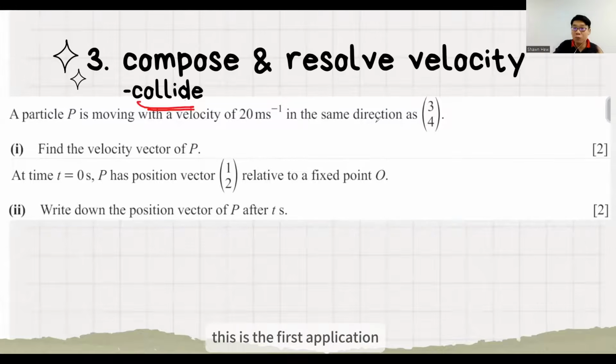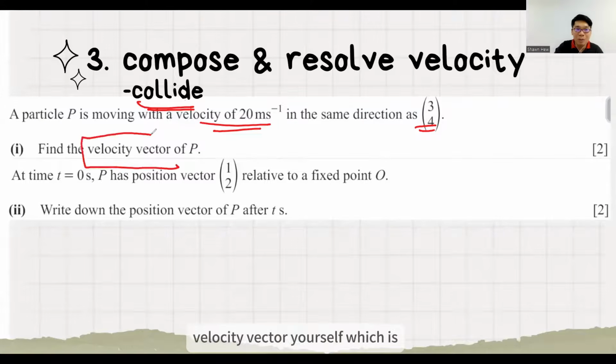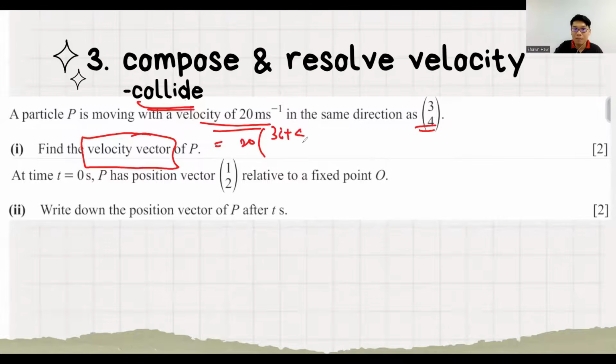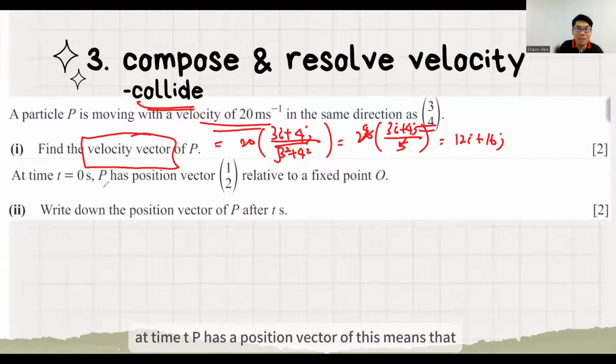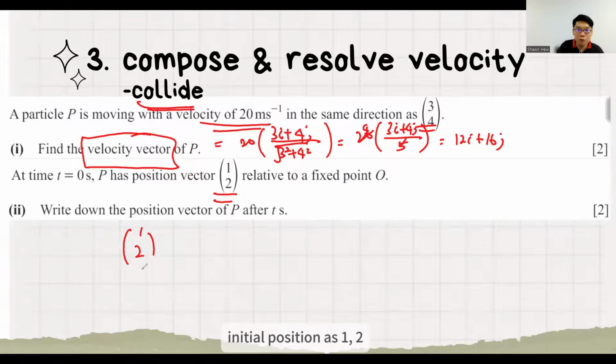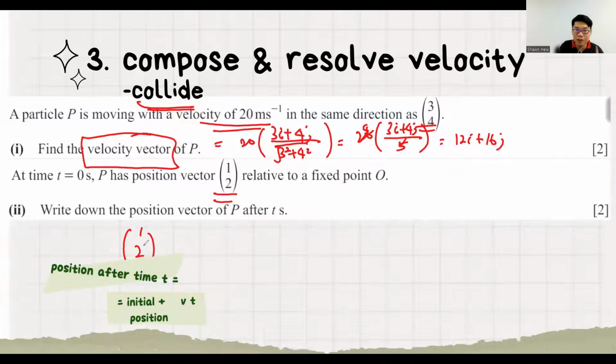This is the first application. So we go for the first part. It says P is moving with a velocity of this and direction as this. This question gives you magnitude and direction, so you need to find the velocity vector yourself. After we know the velocity, they say at time t, p has a position vector of this, which means the initial position is 1, 2. Then write down the position vector of p after time t, initial plus vt.